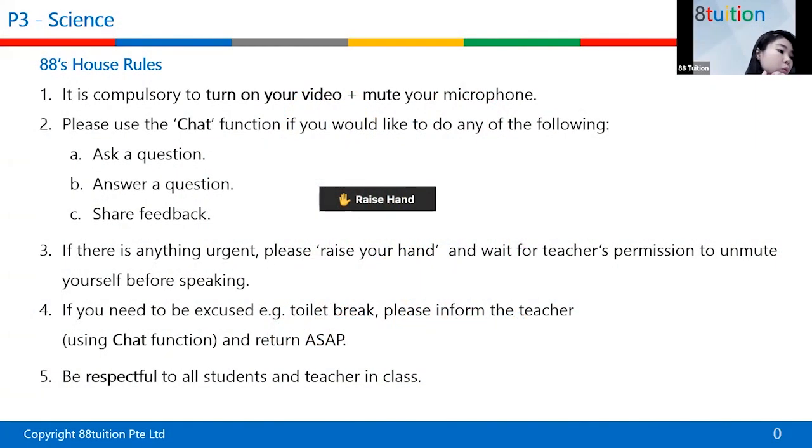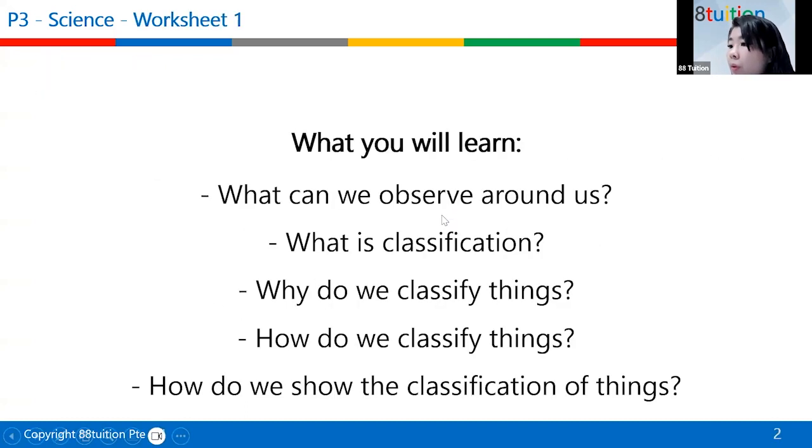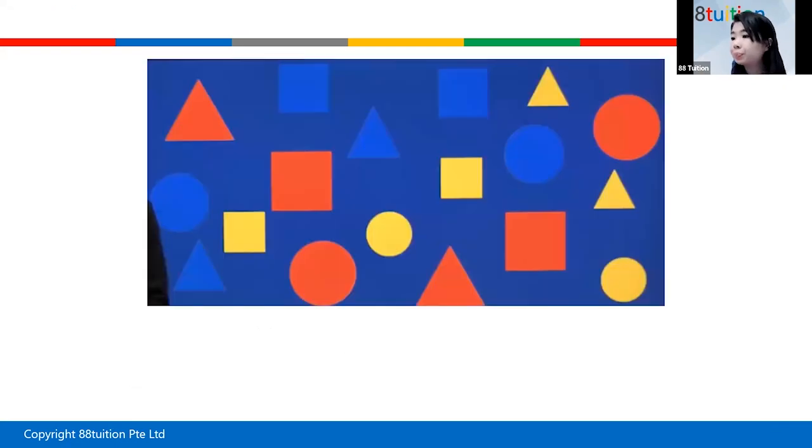Okay, so we are going to go through what you should have seen on the e-learning video, basically how to classify day-to-day objects. So let's just quickly run through as a recap. What is classification? How do we classify things? And how do we show the classification of things? Basically, after we have decided how to classify things, how can we actually list them out?